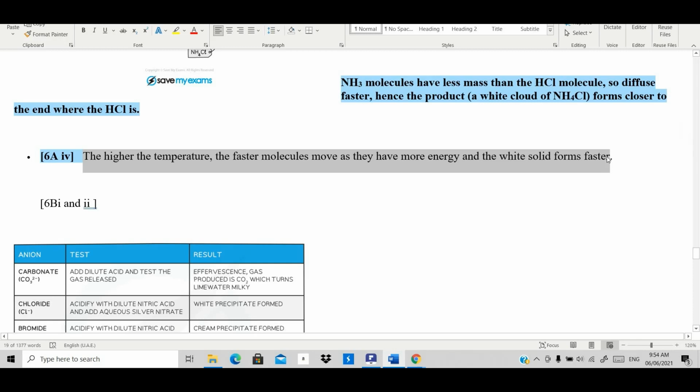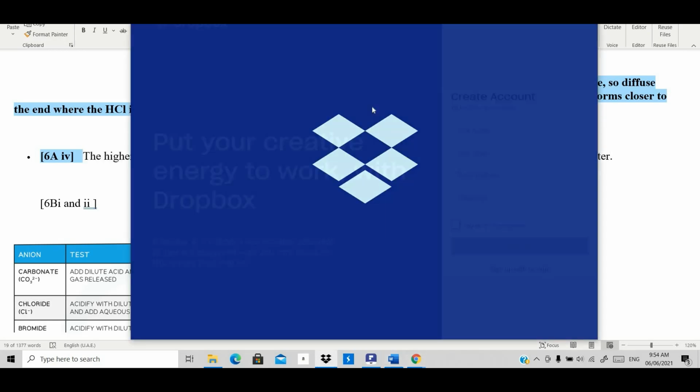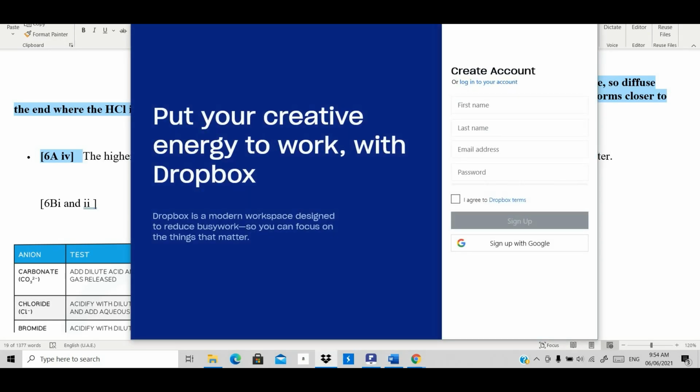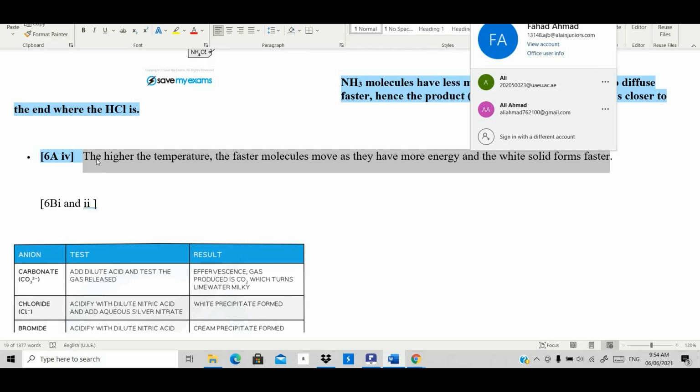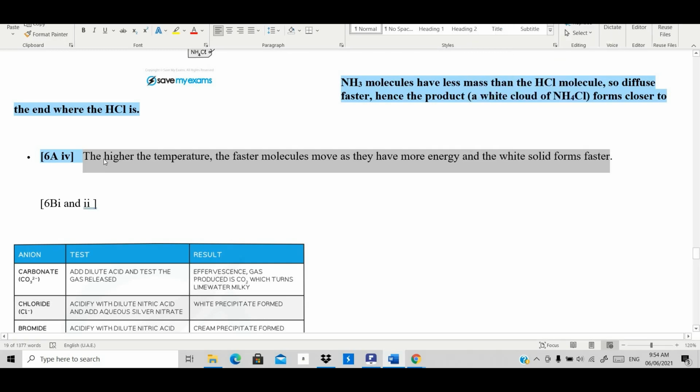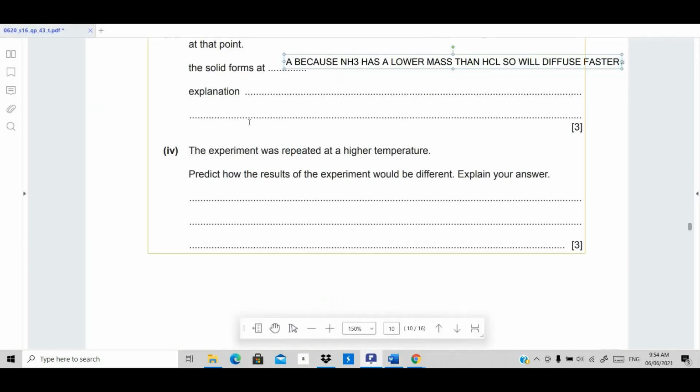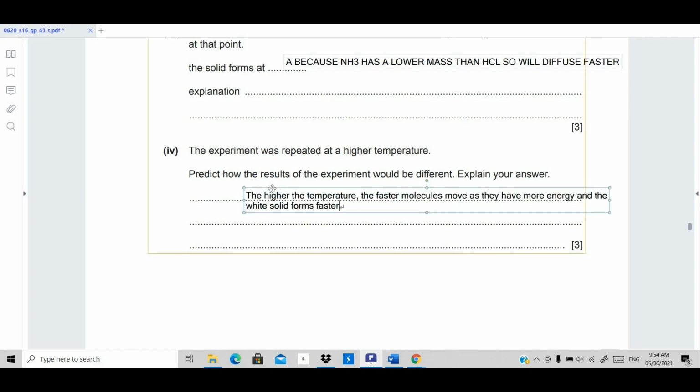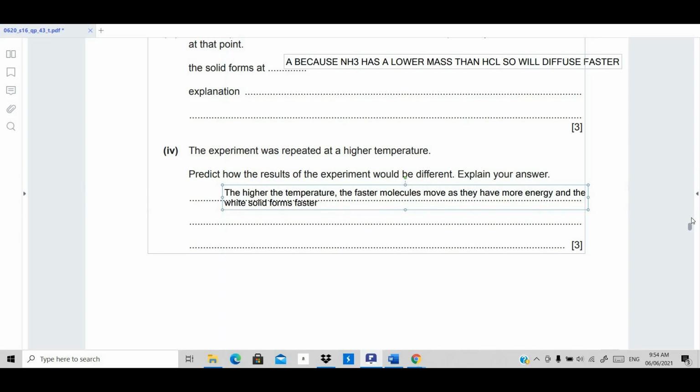Depending on the temperature, we can compare the time. If it is a lower temperature, the white solid will form slower. If it's a higher temperature, it will form faster. So this thing you can just write here. Just copy the statement, I'll just paste it here. Okay, so this is the answer for this part of the question.